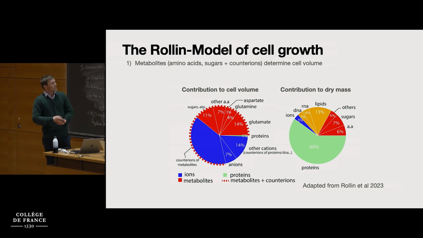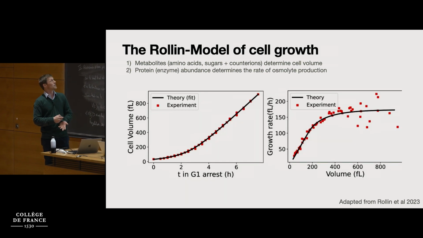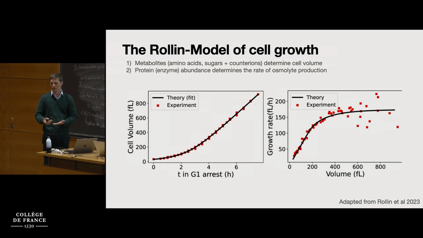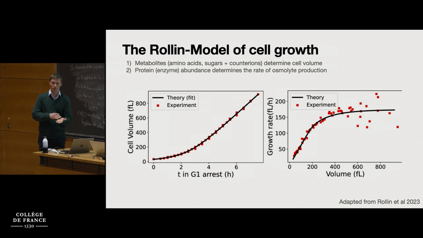The other thing that they realized in this model was that, of course, if you want to make osmolytes, you need enzymes. So the rate at which you generate these osmolytes should be proportional to the amount of protein you have inside of a cell. The bigger cells are, the more proteins they have, and so the faster they will accumulate osmolytes. This explains why, for example, if you treat cells with rapamycin, you stop making more proteins, and you just keep growing at the rate that you're already growing.